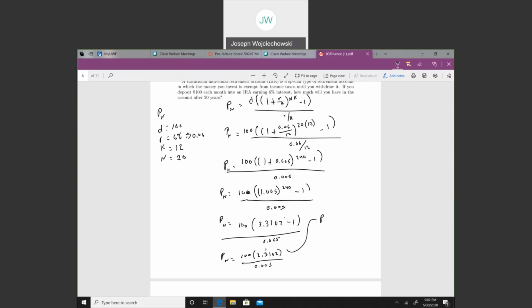Move up here. Pn equals 231.02 over 0.005. And so we have 231.02 divided by 0.005 equals, oops, 46,204. And that is it.